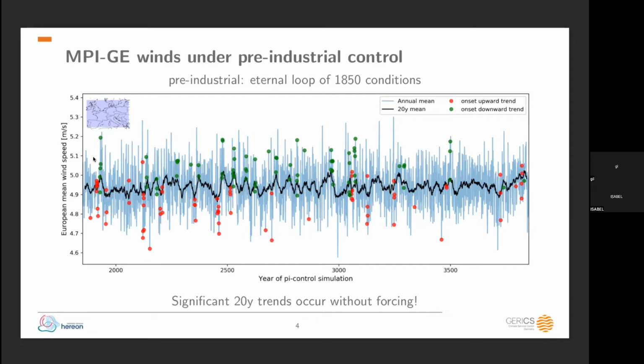The second thing that's obvious, there are a lot of green and red dots here. And what they mean is each green dot is a starting year of a significant downward trend. So in each of these years that are green, a 20-year downward trend begins, and each red dot is an upward trend. And just by looking at this, you see it's a fairly common feature of the climate system to have these ups and downs.